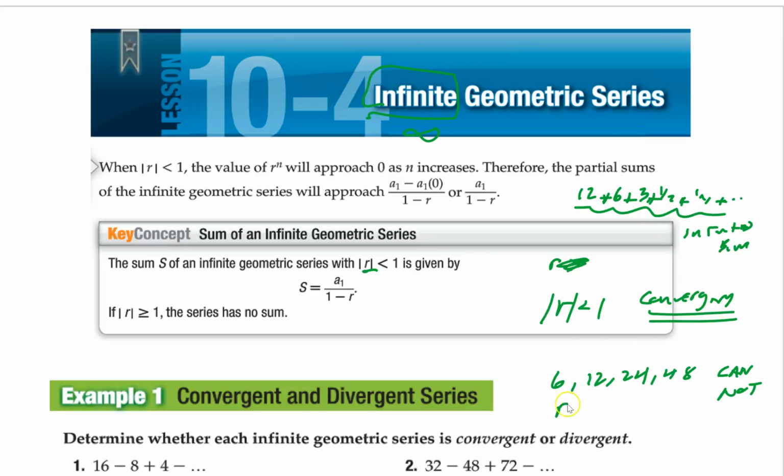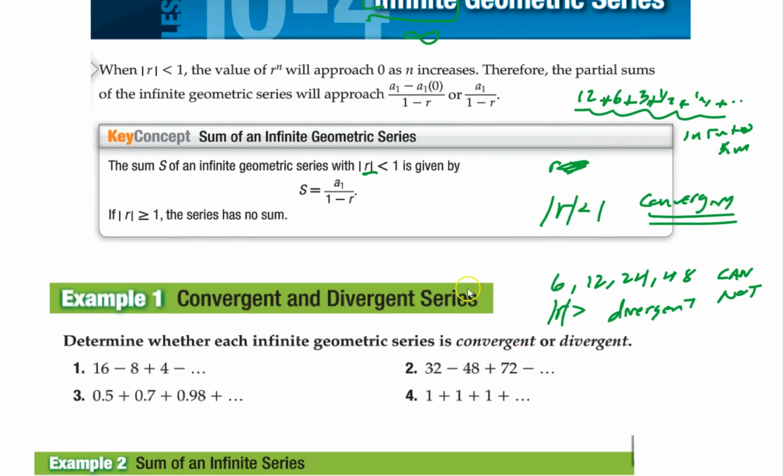If r is too big, if r is greater than 1, then it gets too big, and we call that divergent. So that's the general idea here.